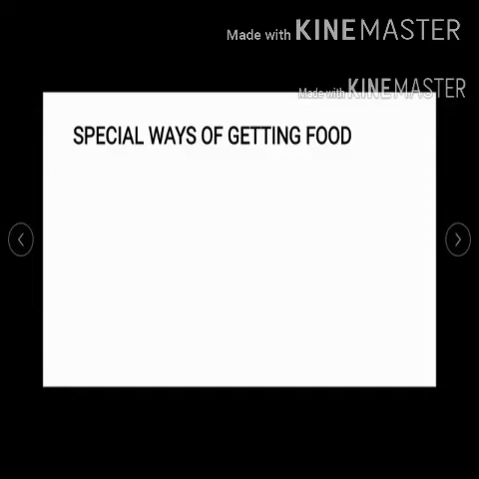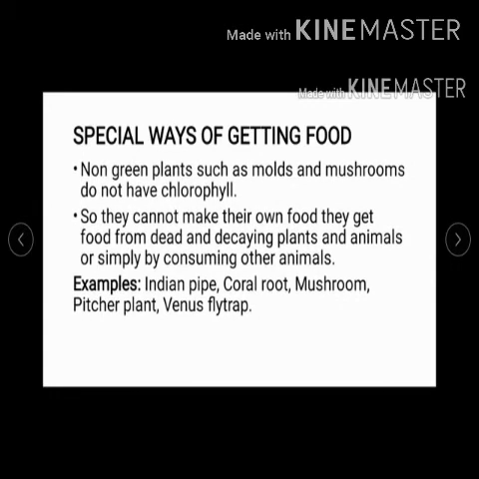Special ways of getting food. That means we will be looking into the category of non-green plants which do not have chlorophyll. Yes, we will be talking about non-green plants which do not have any kind of chlorophyll in them. For example, molds and mushrooms. These are basically a type of fungus.